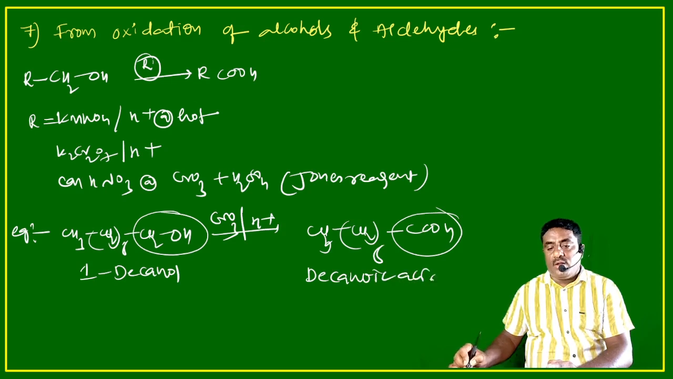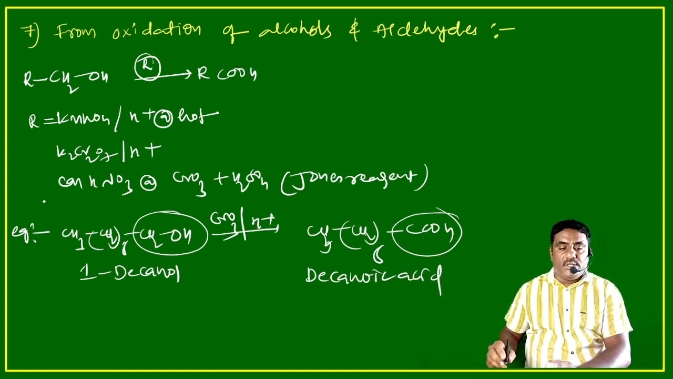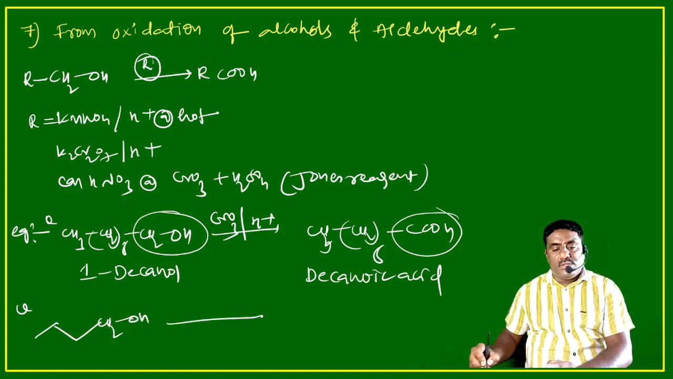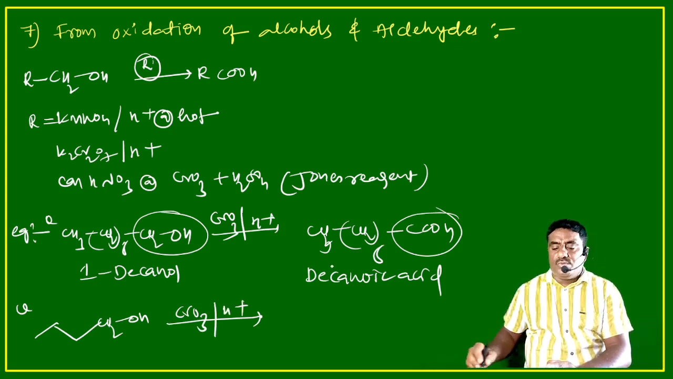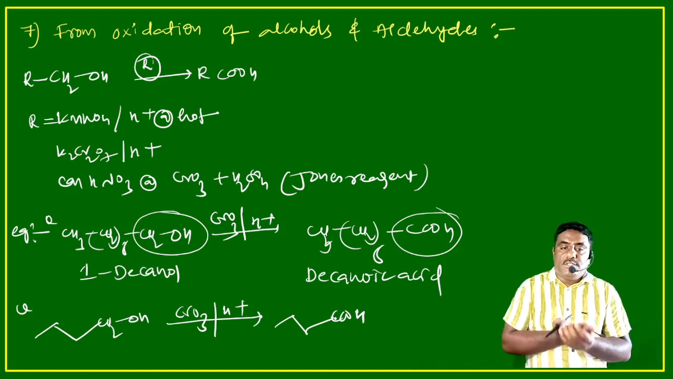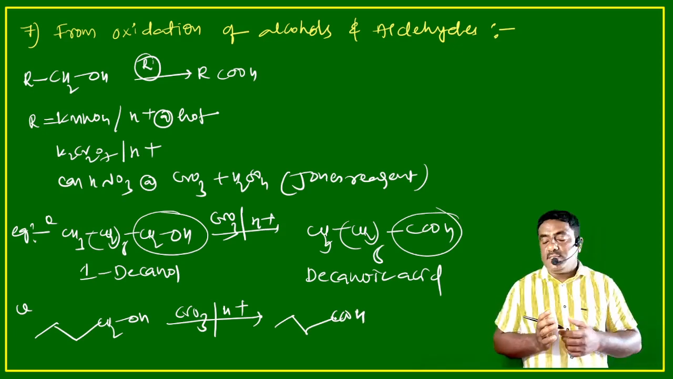Decanoic acid or 1-decanoic acid. Have a look at one more question. I am taking butanol, CH3CH2CH2CH2OH. Same situation, same environment. In the presence of Jones reagent, what is the product? It forms butanoic acid. So this is from oxidation of alcohols.